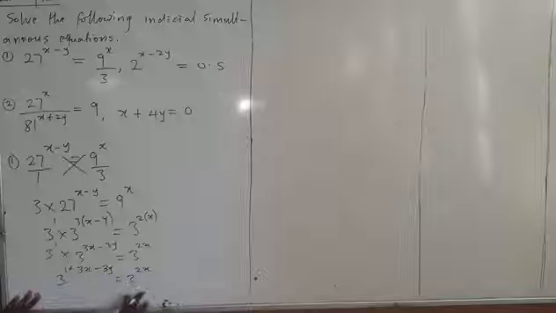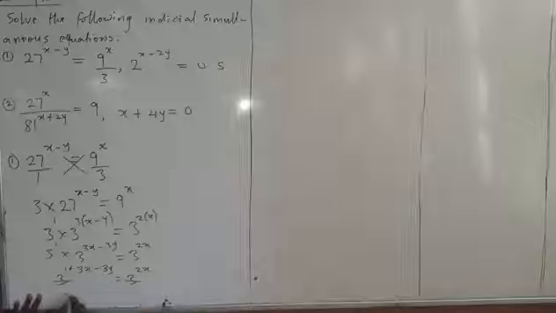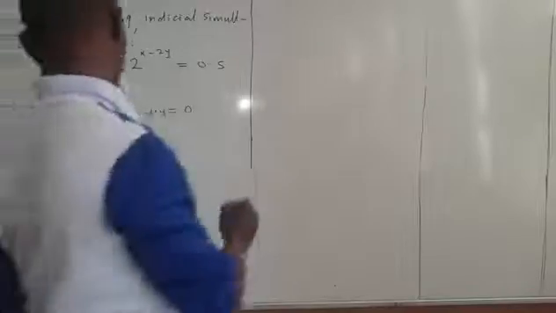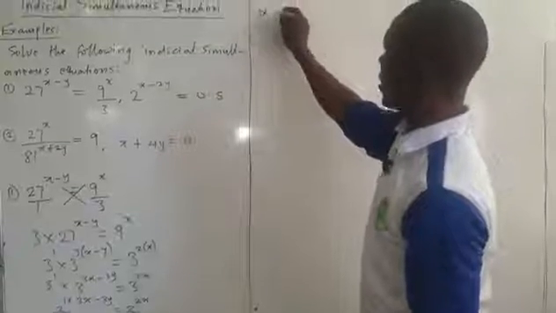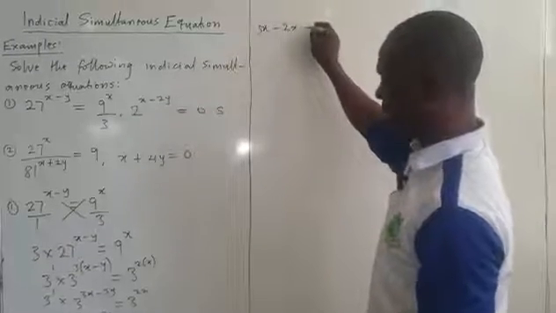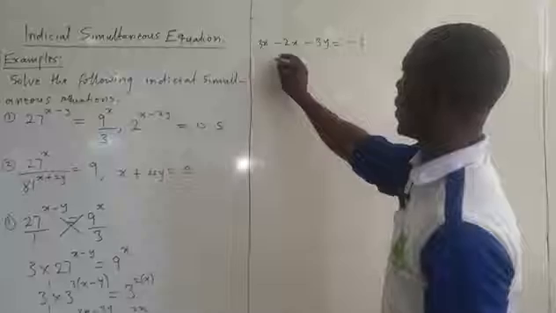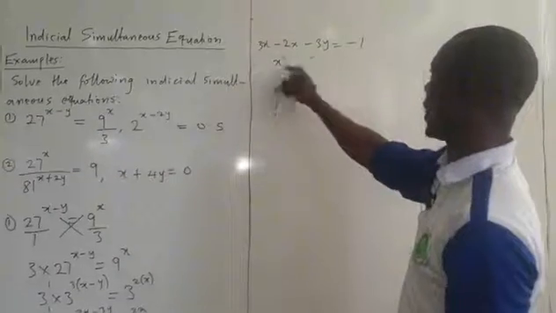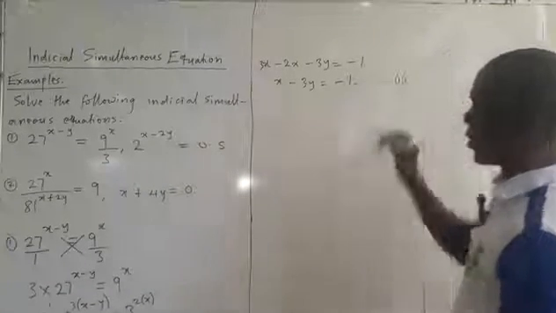Since we have the same base, we can cancel out the base and equate the power. If you equate the power, the equation will become 1 plus 3x minus 3y equals 2x. We now write the equation in the form of a straight line equation, which is 3x minus 2x minus 3y equals minus 1. So this becomes x minus 3y equals minus 1. Let me call this equation 1.